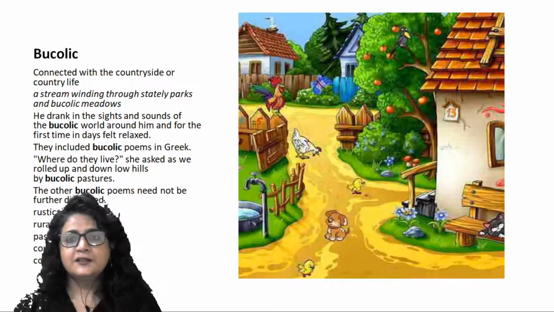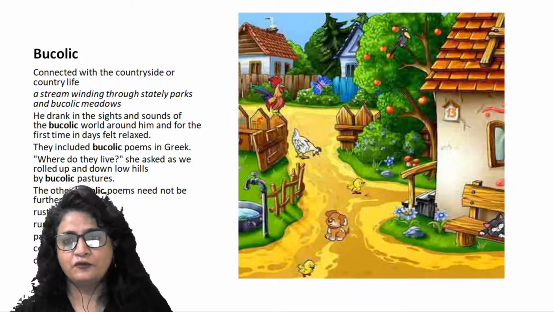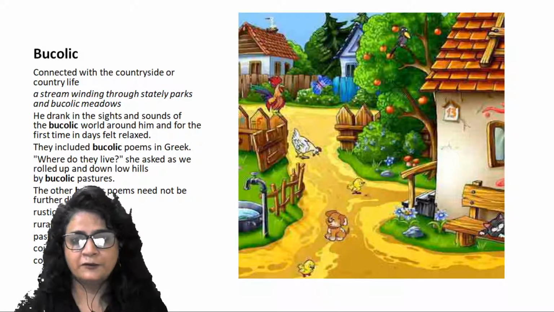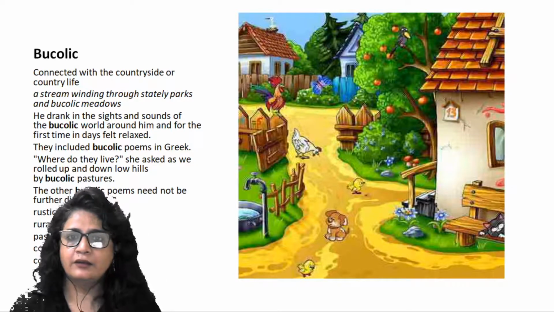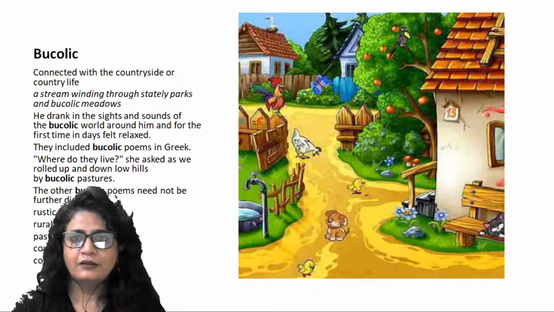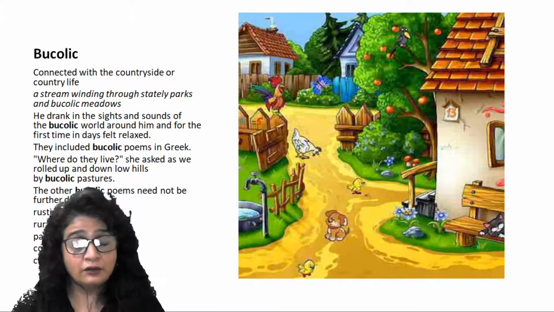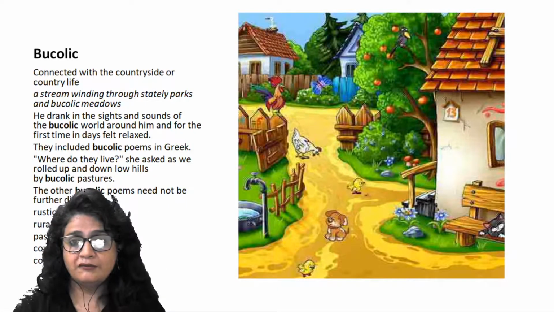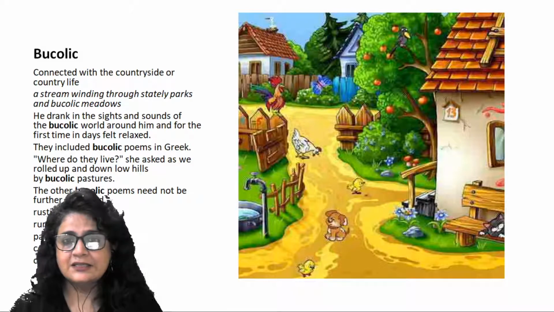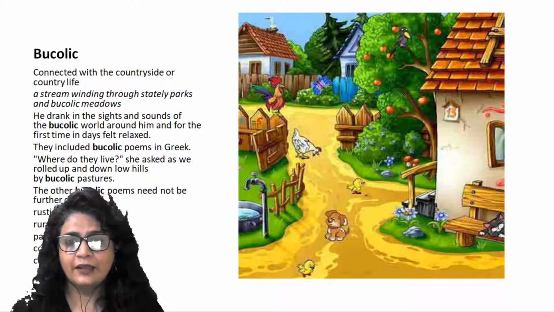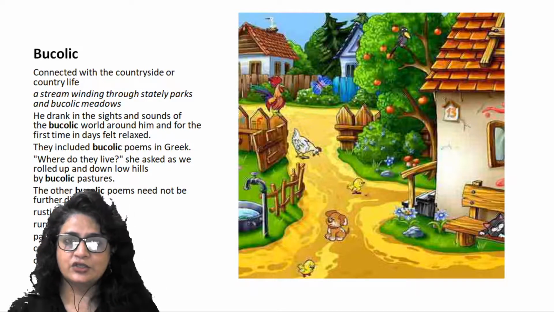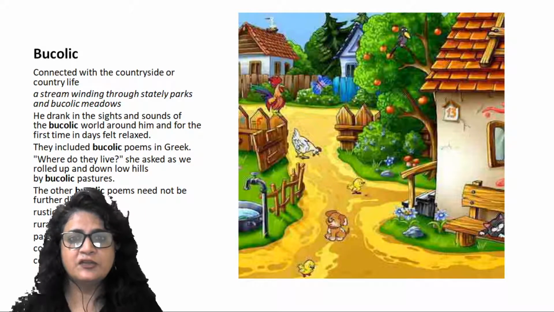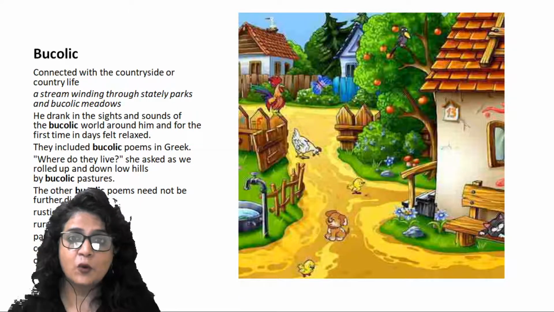Okay, so it's a beautiful picture of a rustic part of a country where there is enough greenery, a house designed in an old traditional way. Roads are not made up of concrete. You can still see animals like hens and other things which are quintessentially associated with a village, right? So you see this picture and the word that comes to your mind is bucolic, right?